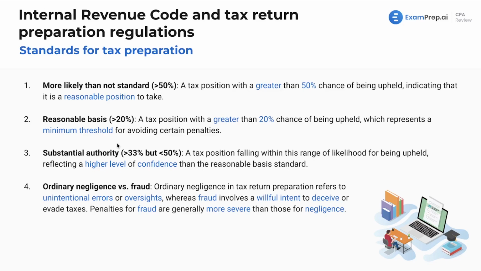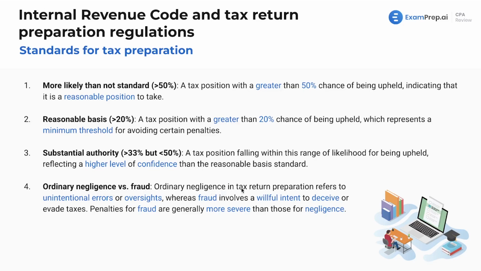And then lastly, we've got substantial authority. This is going to be greater than 33%, but less than 50%. And this is a tax position that has a higher level of confidence than the reasonable basis, but it's not as high as the more likely than not standard. Kind of just memorizing these thresholds and understanding that there are different transactions and tax positions that could fall into each of these categories. Now, lastly, we've got ordinary negligence versus fraud.